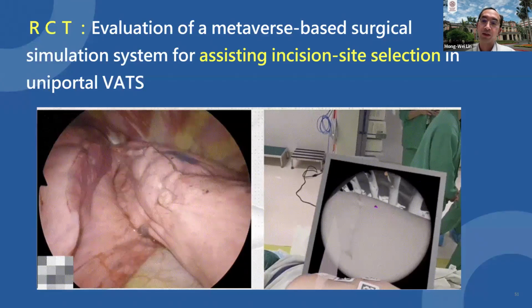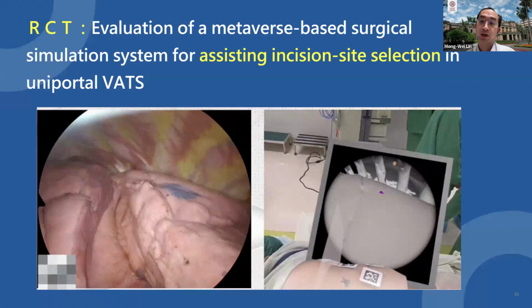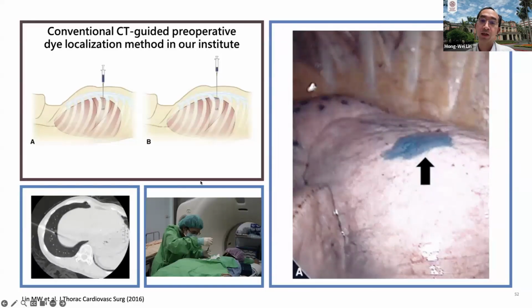And you can see in the illustration, we use the XR-assisted CT-guided technique to precisely localize the lung nodules.